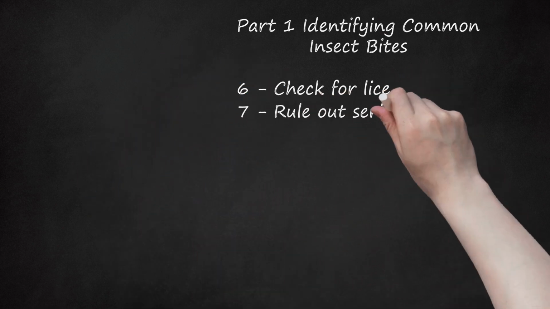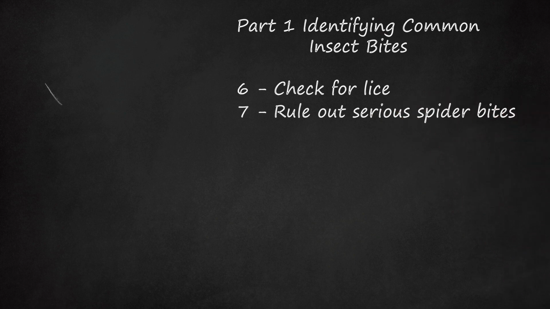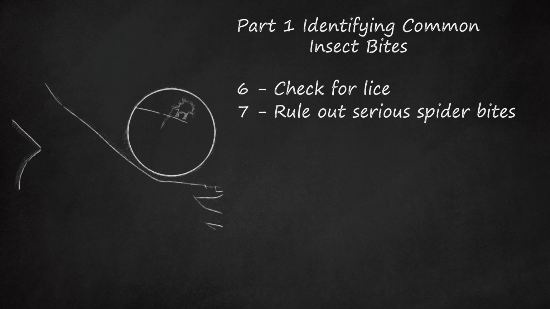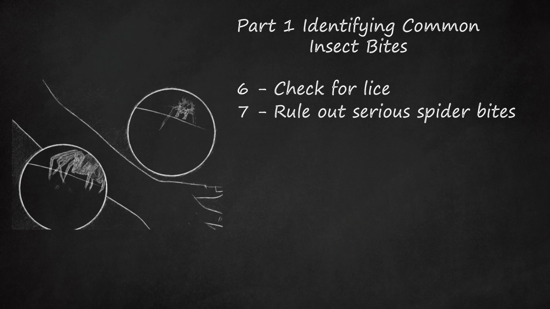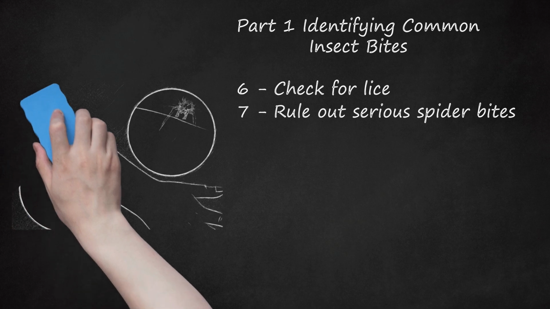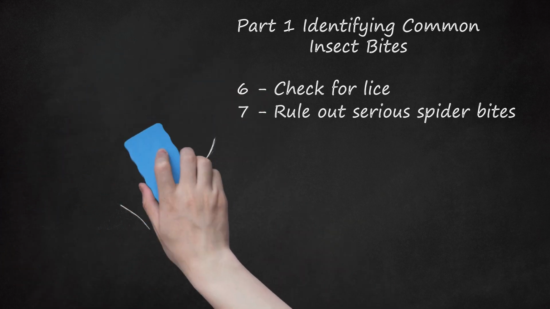7. Rule out serious spider bites. Spider bites are slightly different than insect bites, and should be treated differently. Look out for two small, fanged puncture wounds, a sign of a black widow spider bite, or a bite that turns blue or purple and begins to turn into a deep, open sore, a sign of a brown recluse bite. If you notice these signs, call your doctor. Other, less serious spider bites may resemble insect bites.